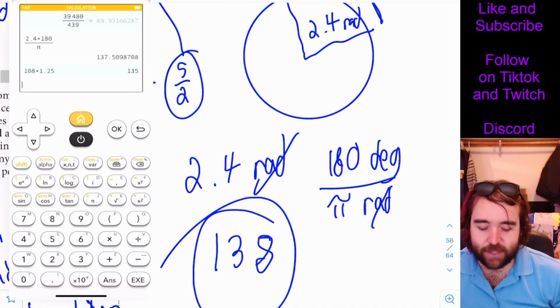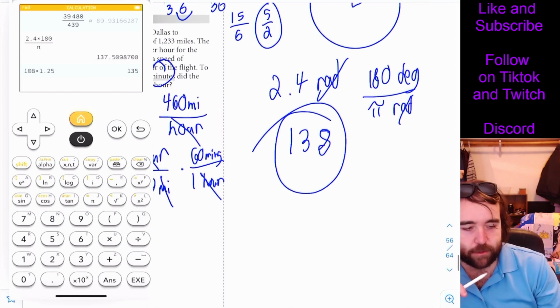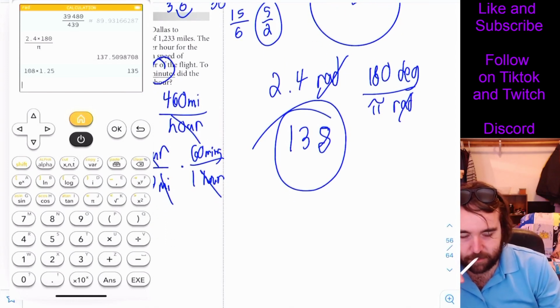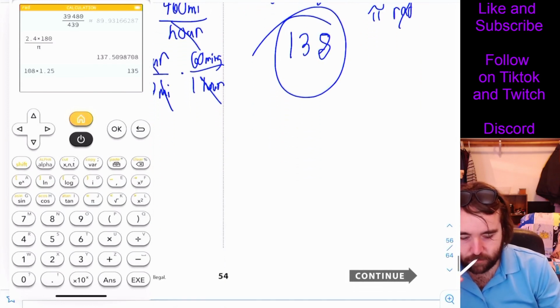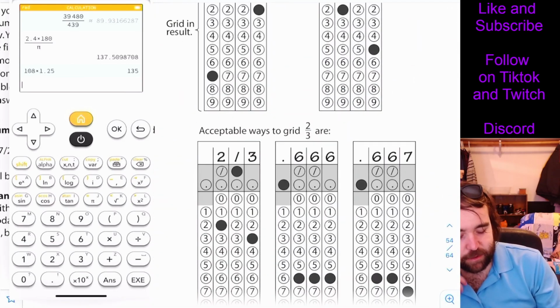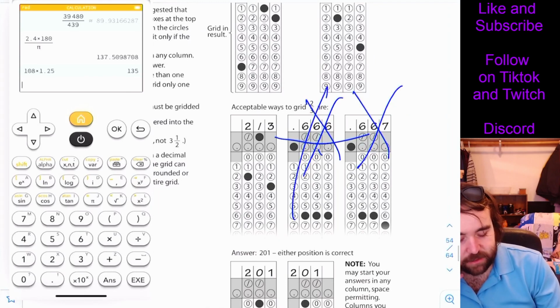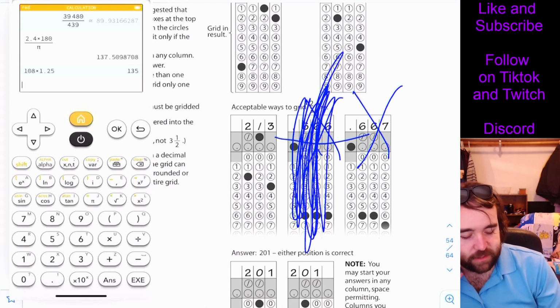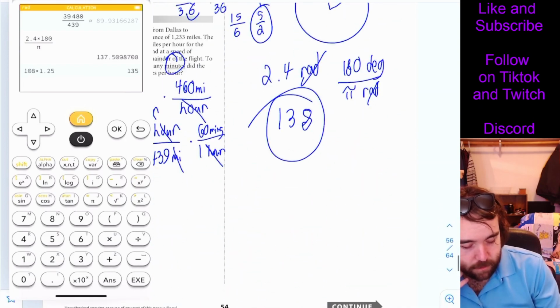The number 137.509 is closer to 138 than it is to 137. But also, you're supposed to be able to do these problems without a calculator. And they're not supposed to be worried about rounding too much. Like, even in their example, look how they say that all of these are acceptable. Whereas I honestly think that these should not be acceptable ways to grid this answer. Especially not this one. This is trash. 0.667 is better because you're at least rounding properly. But you should have to do 2/3 there, in my opinion.